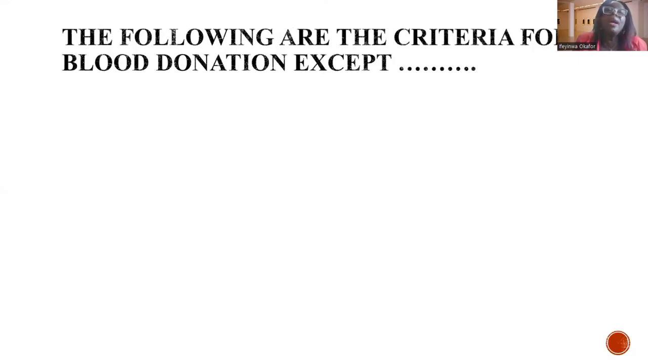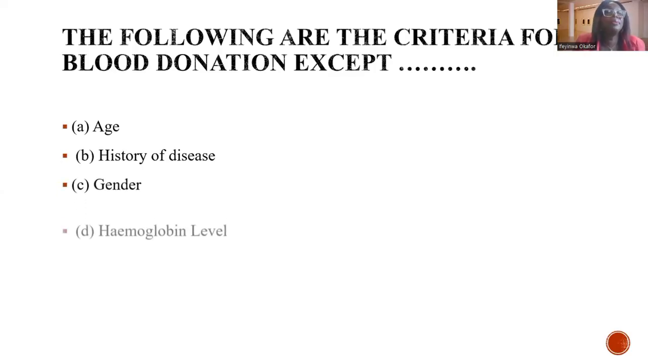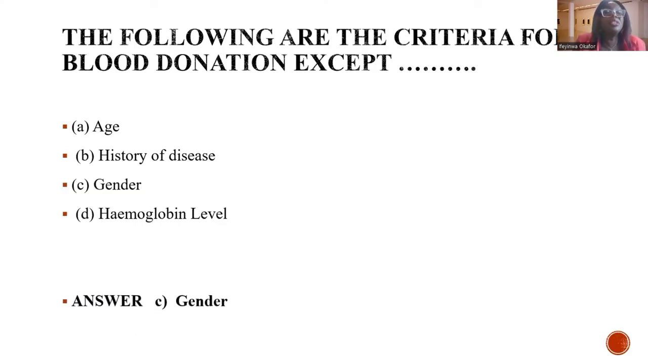Now, the following are the criteria for blood donation, except: age, history of disease, gender, hemoglobin level. Answer is gender. You don't consider gender as a criteria for blood donation because both male and female can actually donate blood, provided they meet the other criteria they are supposed to meet. They can do what? Donate.